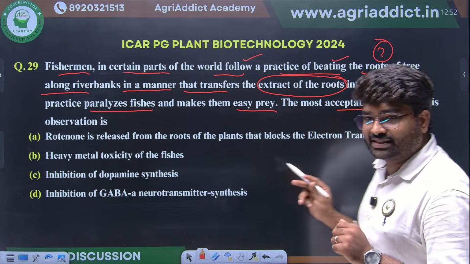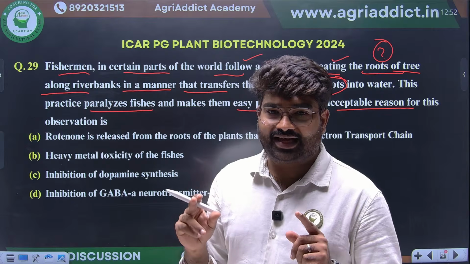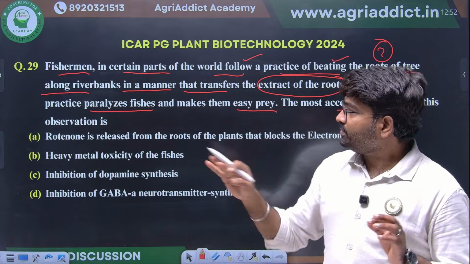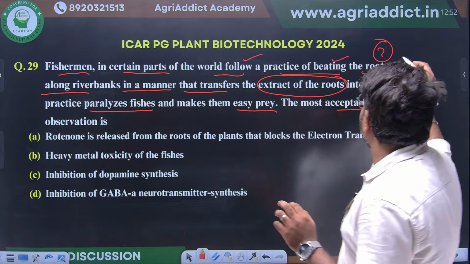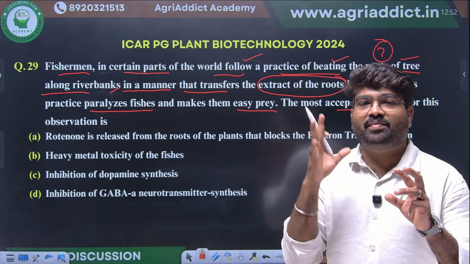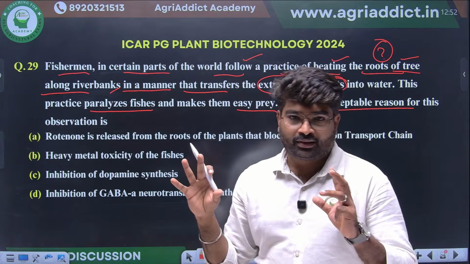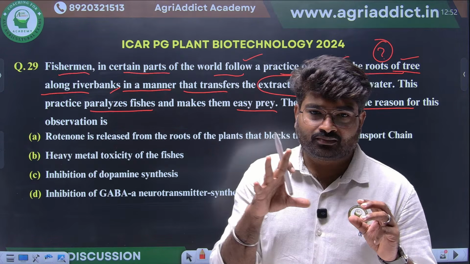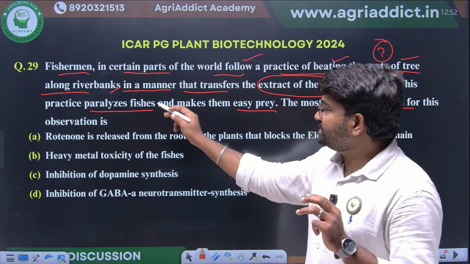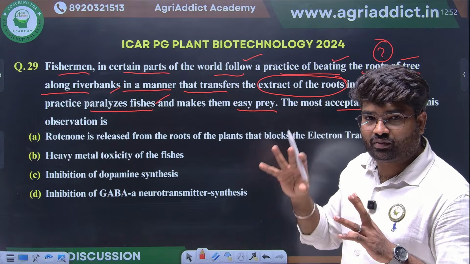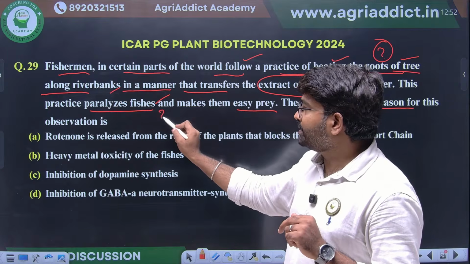The most acceptable reason is what? They are taking some plant root and beating the bark of the trees, in a manner that some chemical will be released from the root. This chemical does something in the fish. Because of that, the fish is paralyzed and can be easily caught by the fisherman. What will be the exact mechanism? That is what they are asking.